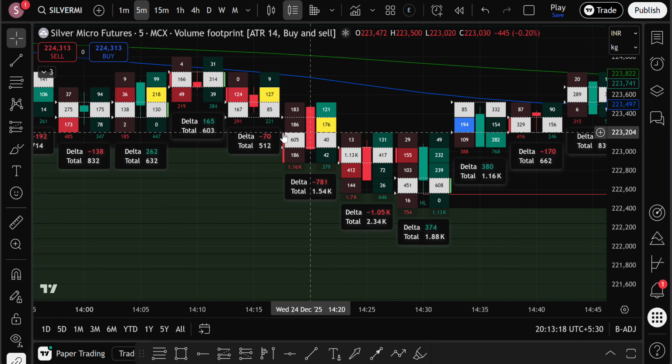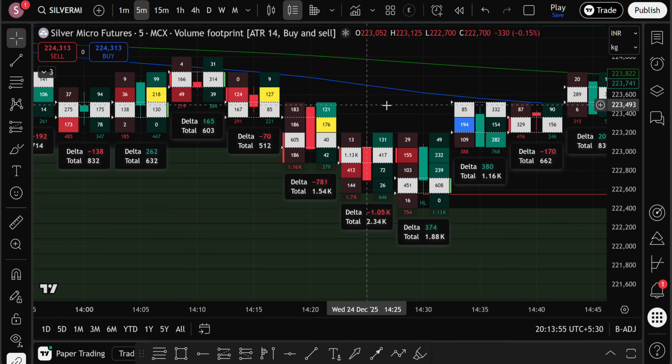And imbalances, I kept at 300%. Because of that, you are able to see a sell imbalance here, because 605 is 300% more than 176. That's the reason the imbalance was formed. And here, 186 sell orders is 300% of the buy volume. So at particular price levels, how the sell volume and buy volume are happening, that is what the footprint shows.